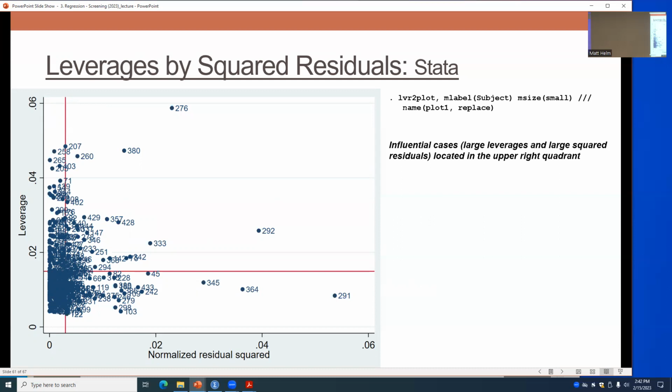Here, we don't find anything too bad, right? We're looking at this upper right quadrant. We've got some cases with a large squared residual, so we've got 291. So we're way off base in the prediction of this, but they're not weird in X space, right?